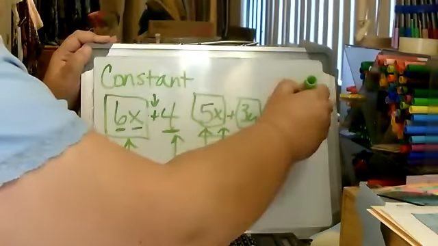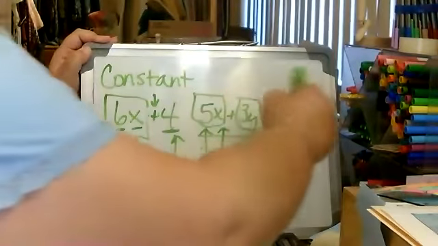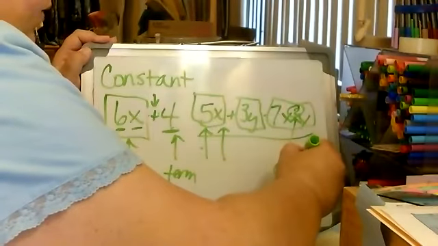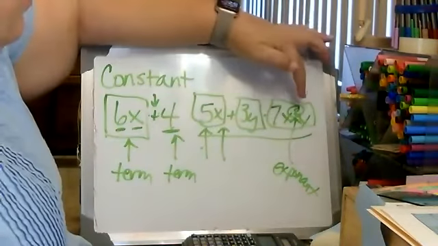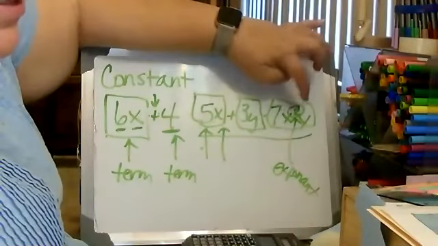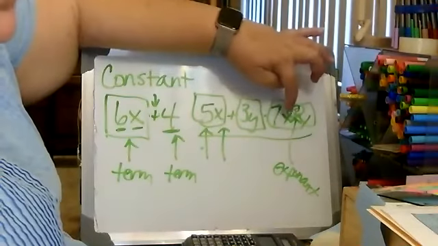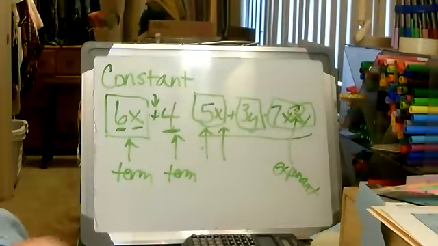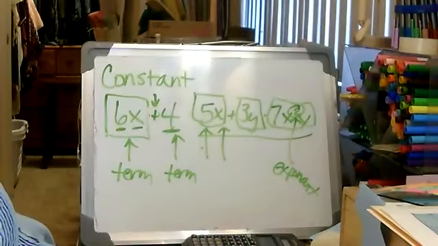And this little doohickey is actually called the exponent. And we'll be learning about exponents as well. An exponent is telling you how many times you're going to be multiplying the term times itself. So 7 times x times y, because we're multiplying x times itself 2 times. Okay. Onward.